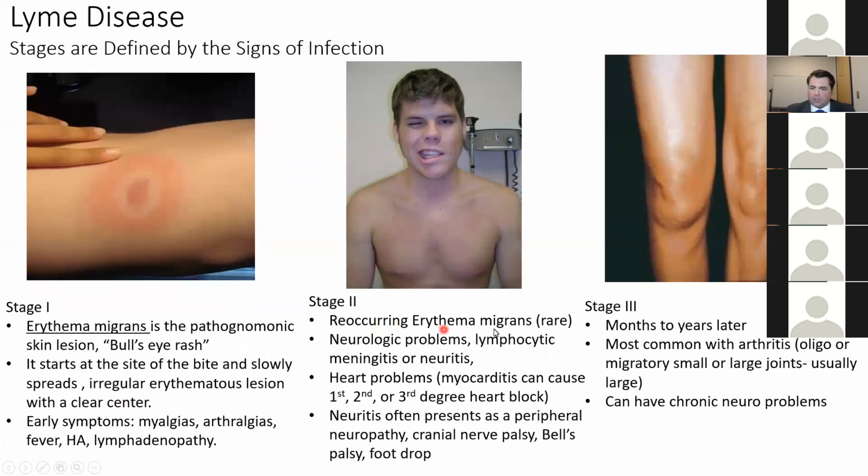They have recurring erythema migrans, which would be rare, and you can see this patient has a rash all over. Neurologic problems, meningitis, neuritis, heart problems. You could have a myocarditis, you could have first, second, or third degree heart block. I know in our infectious disease boards questions, they'll ask about a patient with third degree heart block, and then you'll find out it's Lyme disease, and then you'll try to prevent the patient from leaving with a cardiac device, a pacemaker. Really, you want to treat it aggressively while they're inpatient, and if they get treated really well, then they won't need a pacemaker.